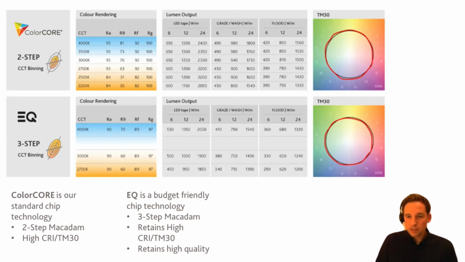So still, in terms of quality, they're both very good quality chips, both 90 CRI plus, and both have fantastic TM30 scores, but the ability to take it to a three-step bin just makes it a little bit more economical for the client at the end of it.